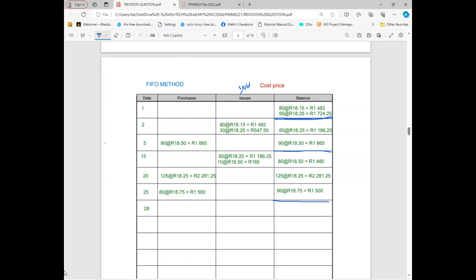It's the 80 units. You start with the 80 units. Can you see now? You must start with this stock. We have got three. One, two, three. So you start with this one first, and before you come to this one, if it happens, you come to this one. So when I start with that one, what do you think I'm going to write here? You're going to write 80 units at 18.50. Yes. Okay, what else? Then it's going to be 70 units at 18 rand 25.